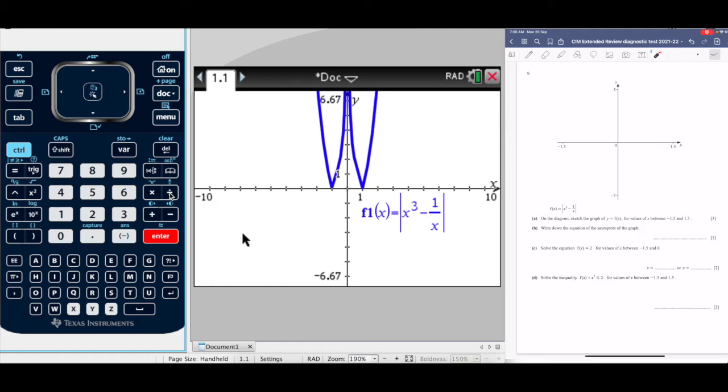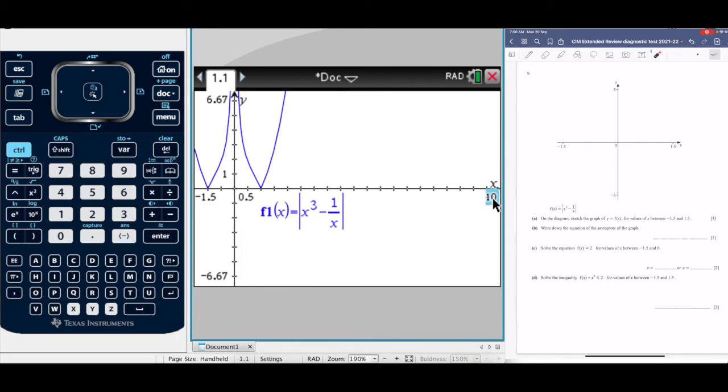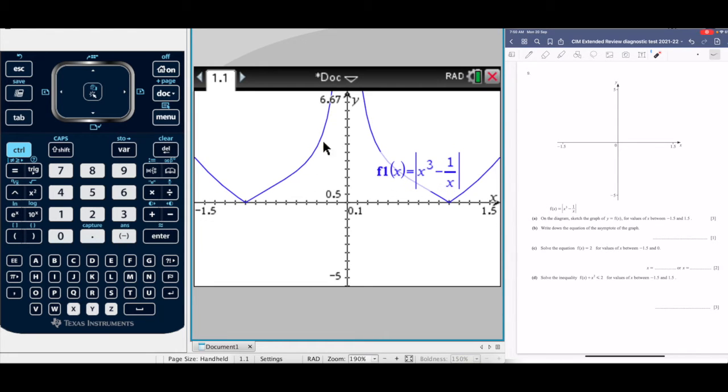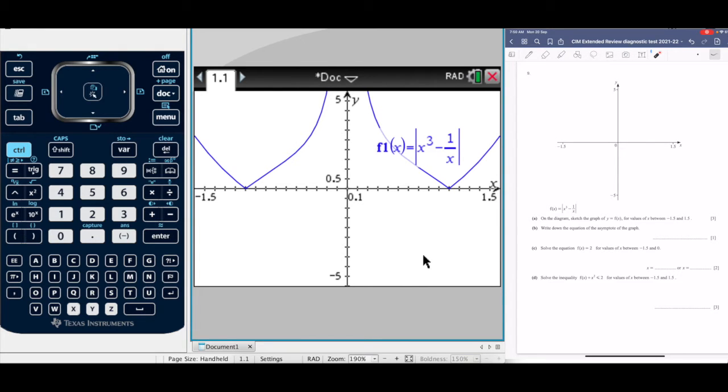And you'll notice it says we need to sketch it between the values of x minus 1.5 and 1.5. So I'm just going to double click the ends of my brackets and change them to those same numbers, minus 1.5 and 1.5. And now I'm going to do the same on the y-axis, so minus 5 and 5. And this just makes it a little bit easier when I'm drawing it onto the axis in the exam paper, because it means that I'm looking at the same thing, so I can draw it a little bit easier to scale.